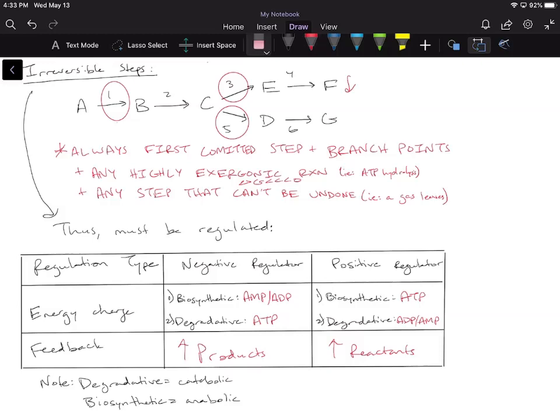There are two different types of regulation I'm going to talk about: energy charge, and feedback or feedforward. I don't know how you say it, but it'll make sense when I get to it. We're first going to start off with energy charge. We can have either negative regulation by energy charge or positive regulation by energy charge. There are two different conditions we have to consider, because depending on the condition, it changes how energy charge regulates it. These are going to be like our conditions or our pathways.